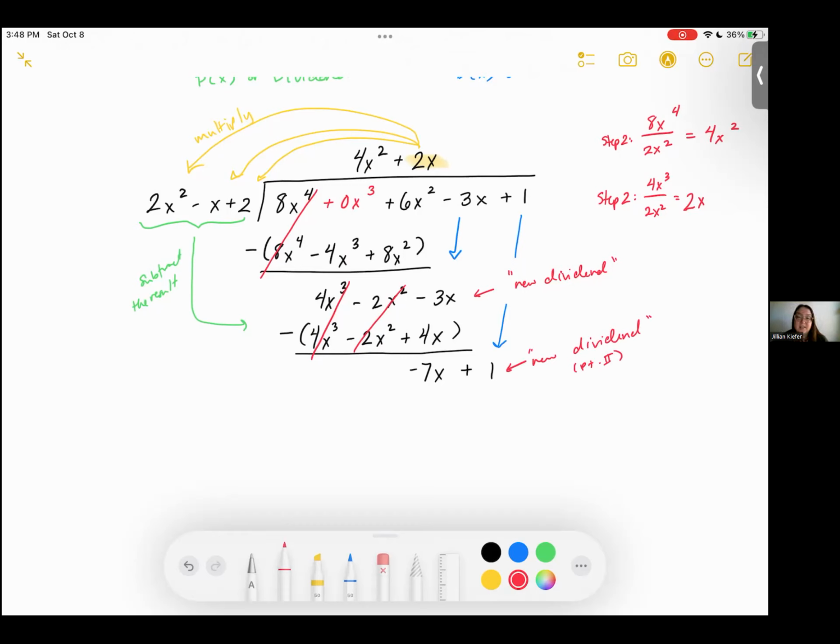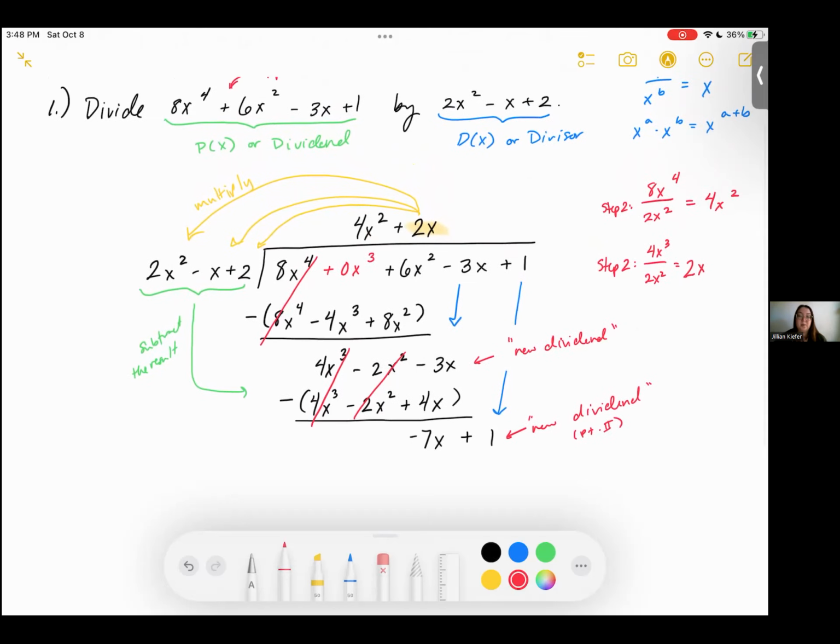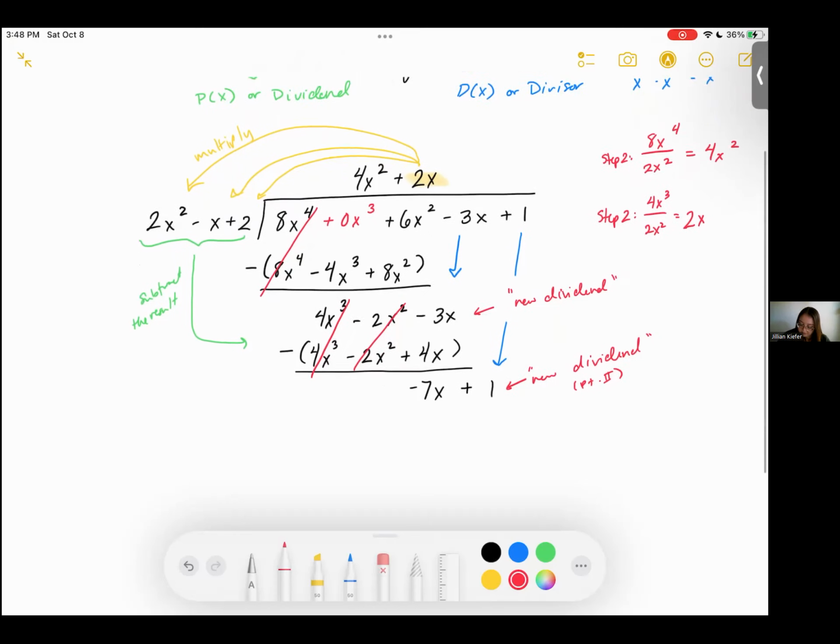So now we want to check, is the degree of this new dividend less than the degree of the divisor? We said the degree of the divisor was 2 because it had x to the power of 2. And our new dividend has x to the power of 1. The degree of our new dividend is less than the degree of the divisor, which means we are done. This is now the remainder. So let's go ahead and write that.